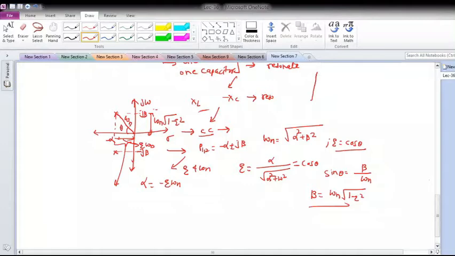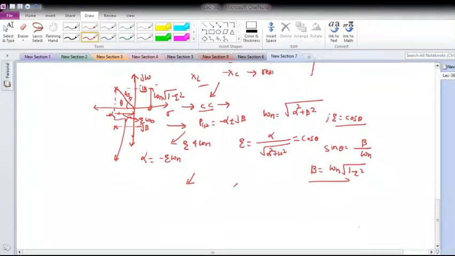Now let me again write the polynomial from these roots. What are the roots? Minus alpha plus minus j beta. So let me obtain the characteristic equation, let's say polynomial P3 for example. It will be s plus alpha plus j beta times s plus alpha minus j beta, because poles must lie on the left hand side of the s plane. So it will be s square plus 2 alpha s plus alpha square plus beta square. This will be my required polynomial.